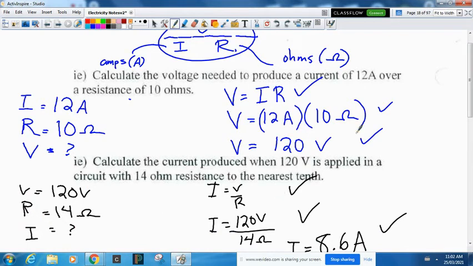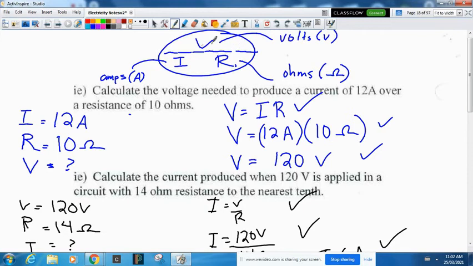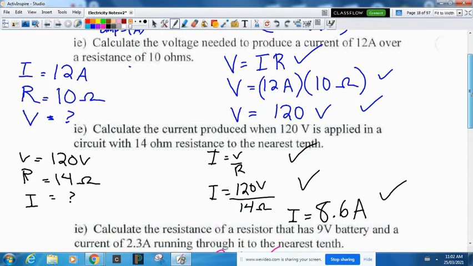So I need an I formula. So I go back up to the top. I cover up I, I get V divided by R. So that's how that formula comes in. Then I just substitute in 120 divided by 14, and I get 8.6 amps. And it tells me to do it to the nearest tenth.